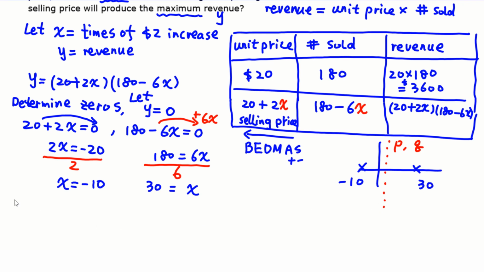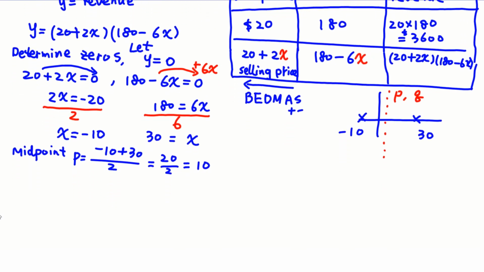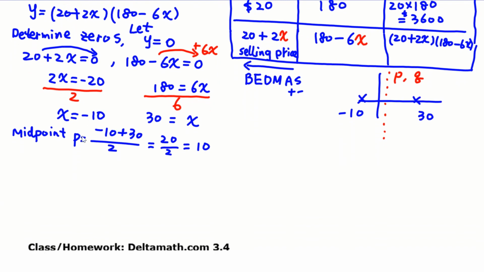The middle of the two is the x coordinate of your vertex. The midpoint of these two is the average of these two numbers. Minus 10 plus 30, then divide by 2. You will have 20 over 2, which gives you 10. This is your p value. Then whenever you are looking for the y value, we do substitution. So we substitute p, x equals 10, into the equation we set up.